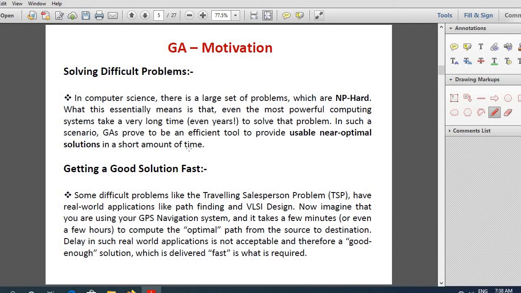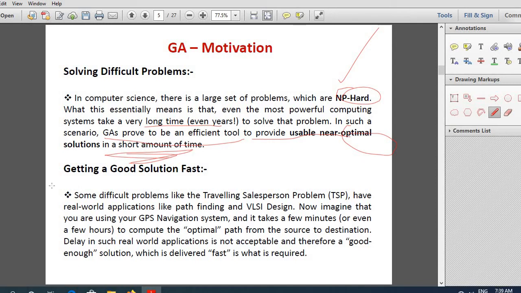So like I told you earlier, there are a set of problems which you call NP hard. It means that it cannot be solved in polynomial time. It may take years to solve such problems. There are some problems like that in computer science. And GA was found to be an effective tool to provide near optimal solutions. I told you it cannot always be the best one, but almost optimal, almost good solutions in a short amount of time. That is more critical.